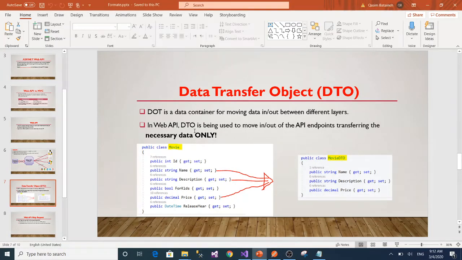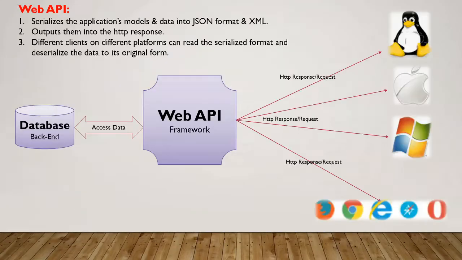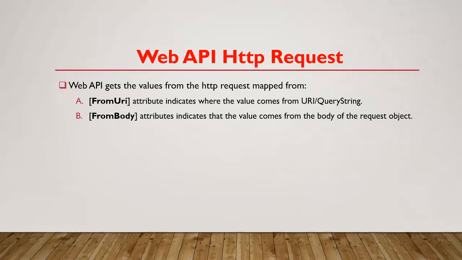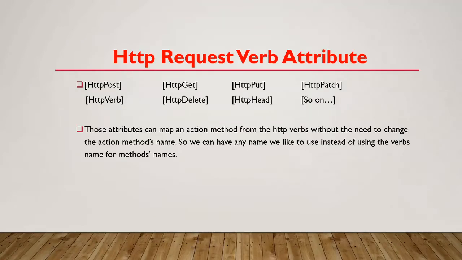So we see that the HTTP request carries parameters, and we can use these attributes in our code to clarify where they're coming from. Also, we can see that there are different verb attributes. Those attributes can map an action method from the HTTP verbs without the need to change the action method's name. So you can have a friendly name wherever you like.